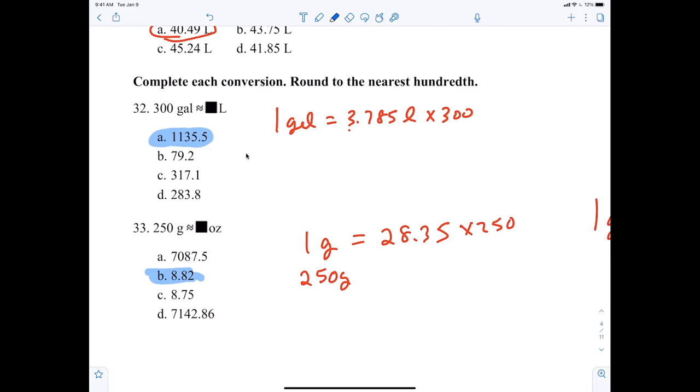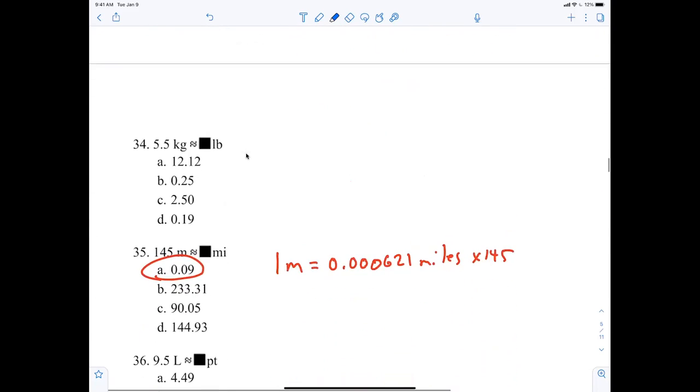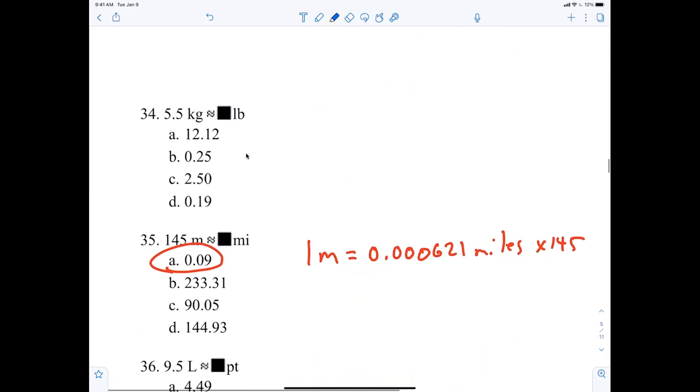Anybody? Okay, London, tell me about 34. 1 kilogram is how many pounds? 2.205. Thank you. And then you multiply that by 5.5. Yes. And then that is, which is like. Yes.